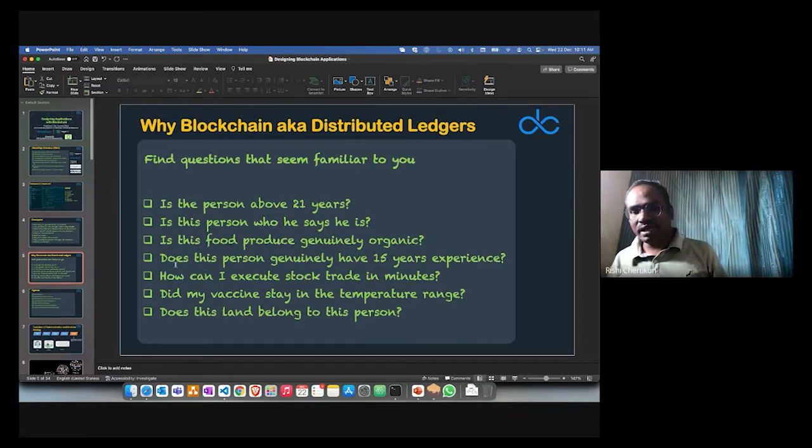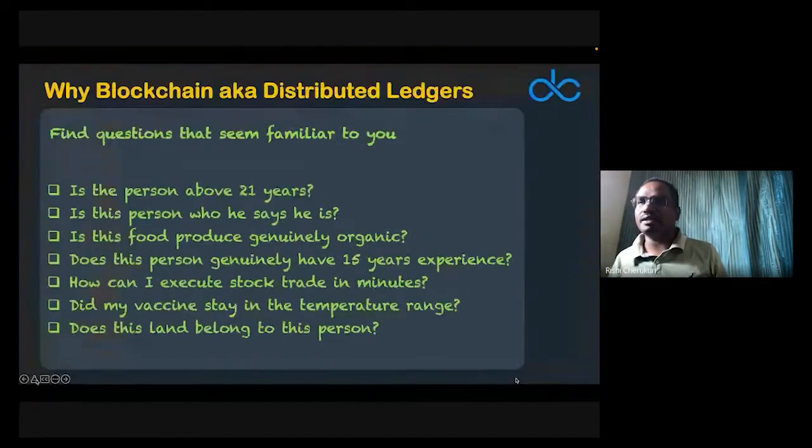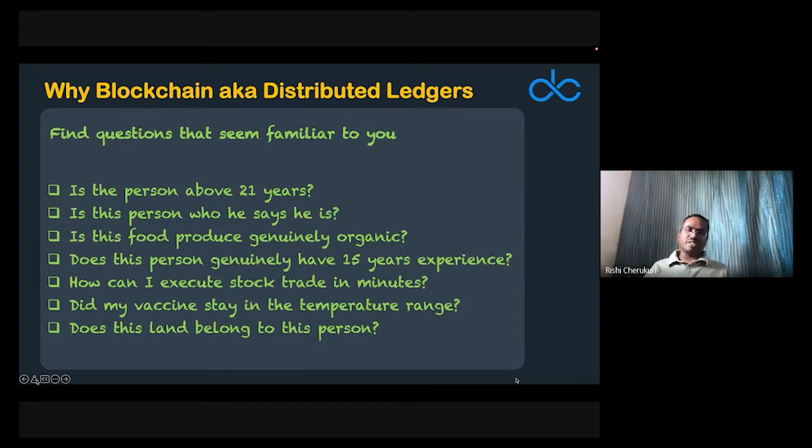So let's also look at why you need something like a blockchain or distributed ledgers, right? There are some questions listed here, which say, is the person about 21 years of age? Is this something that you encounter from time to time when you go for voting, or when somebody wants to buy alcohol, or when somebody wants to buy some medicine that's known to be sensitive in nature? In all these cases, age verification is done, right?